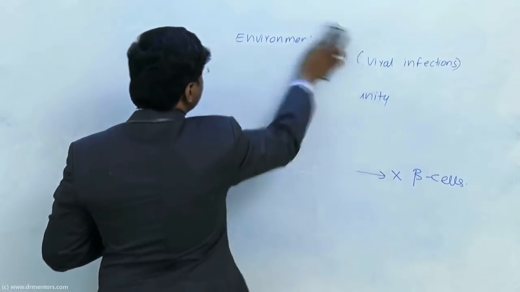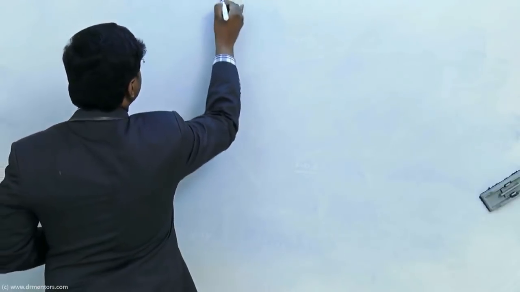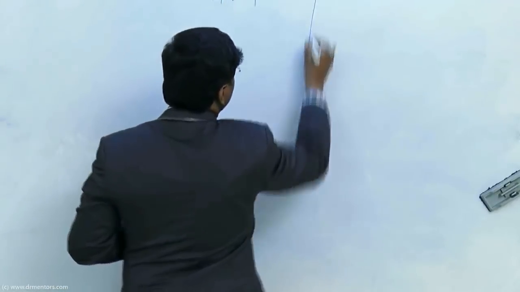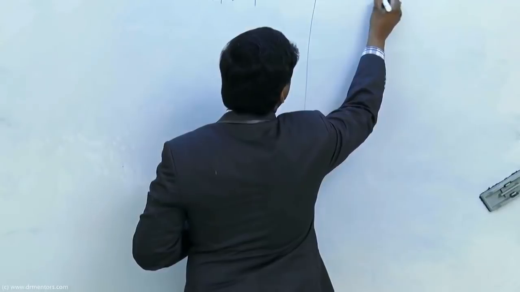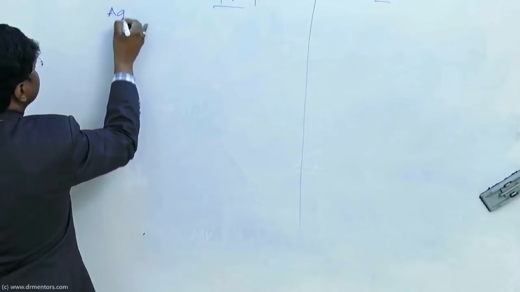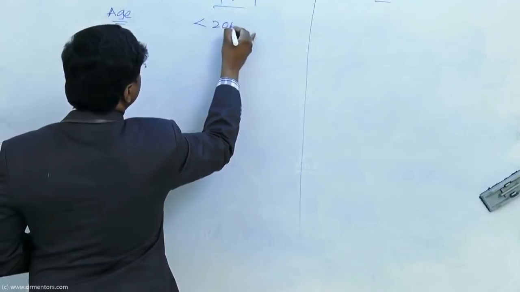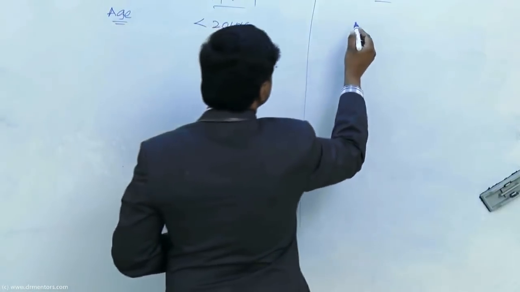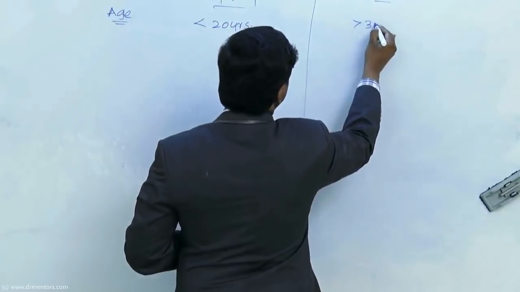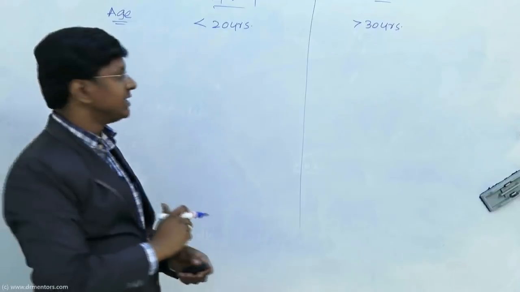So these are some of the important features about type 1 diabetes mellitus. Now, in order to discuss type 2 diabetes mellitus, I will compare it with type 1 diabetes mellitus. First and foremost is the age. The age of the patient with type 1 diabetes mellitus is less than 20 years, and the age of the patient with type 2 diabetes mellitus is more than 30 years.